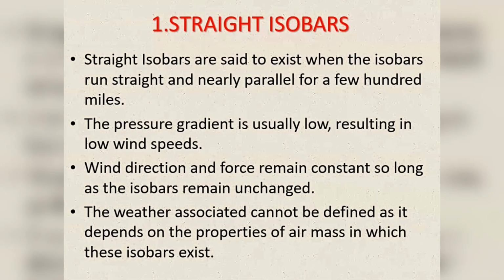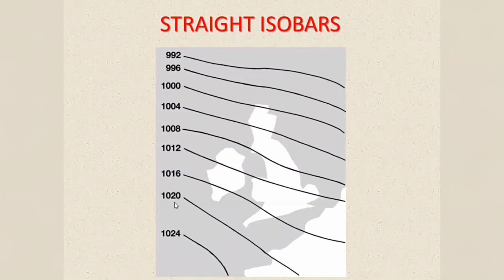And the weather associated cannot be defined, as it depends on the properties of the air mass in which these isobars exist. And you know that all these isobars are drawn at an interval of 4 millibar. You can sketch it, and write as much as you know about isobars, such as the distance between them and the wind speed, which you can calculate. It depends how much time you have and how many things you have to write. So straight isobars are done.